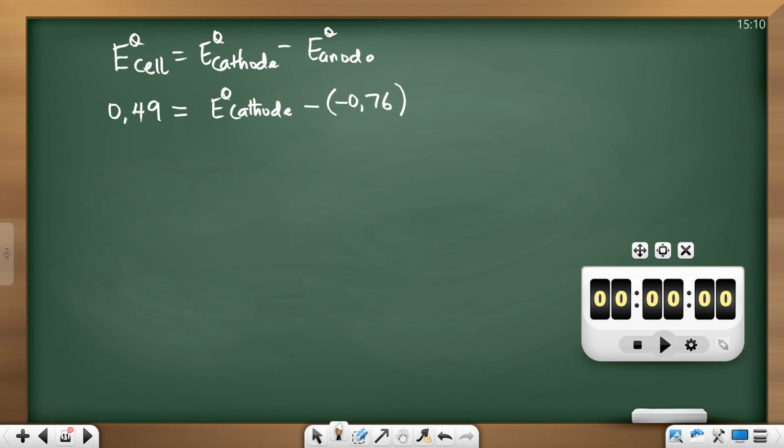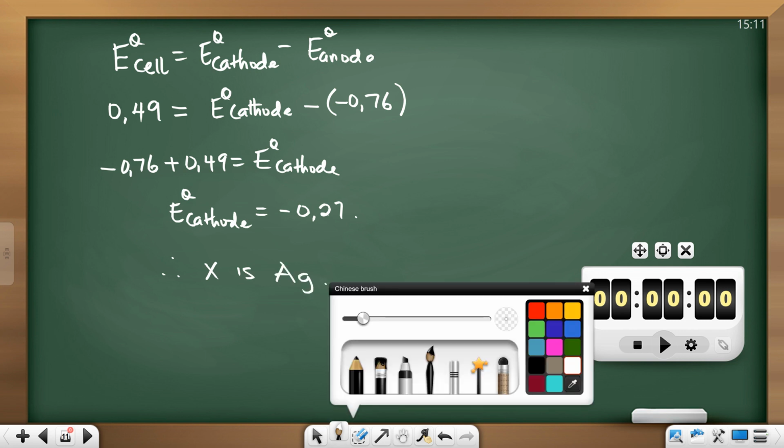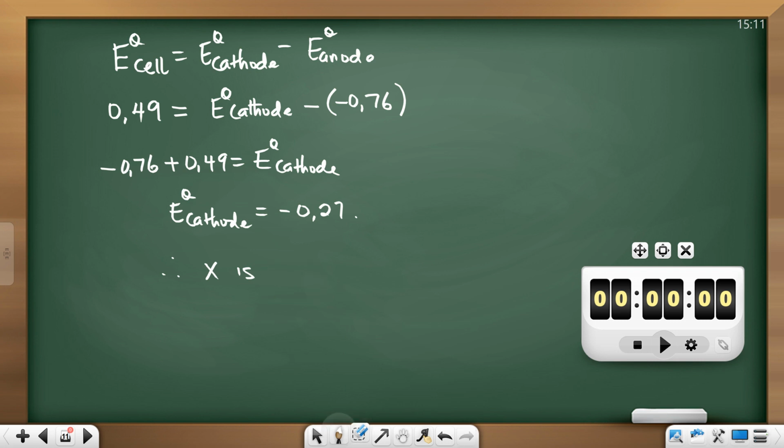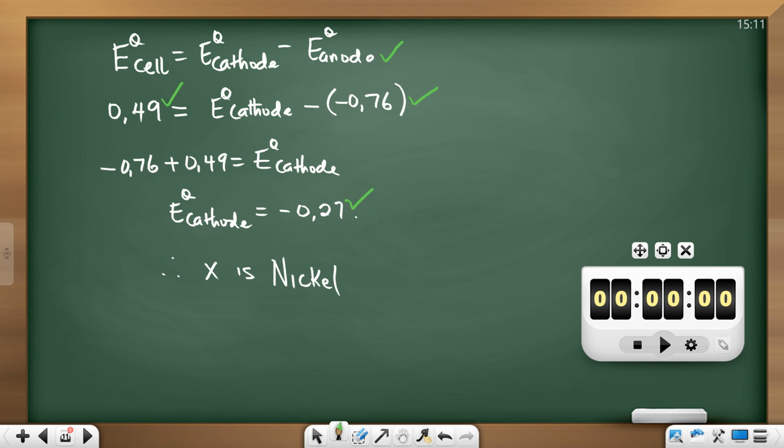Now you do the maths. Bring that over. Okay, this is plus. When you bring it over, it becomes negative. So it's negative 0.76 plus 0.49, and that is the E value at the cathode. And your E cathode would be what? Negative 0.27, right? Therefore, X is silver. No, you said nickel. Sorry. All right, done. 5 marks. 1, 2, 3, 4, and 5.